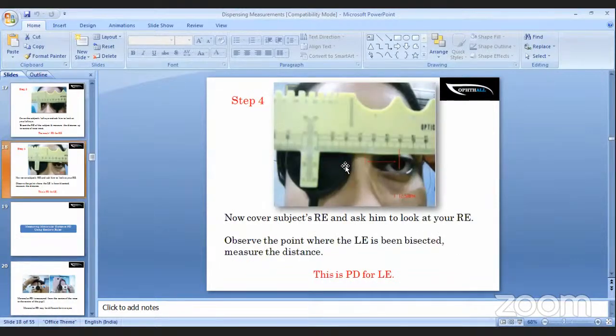Step 4, now cover the patient's right eye and ask him to look at your right eye. Observe where the left eye has been bisected and just measure the distance. As you can see here, we are measuring the distance from the center of the nose to the center of the left pupil of the patient. This is the monocular distance PD for the left eye.